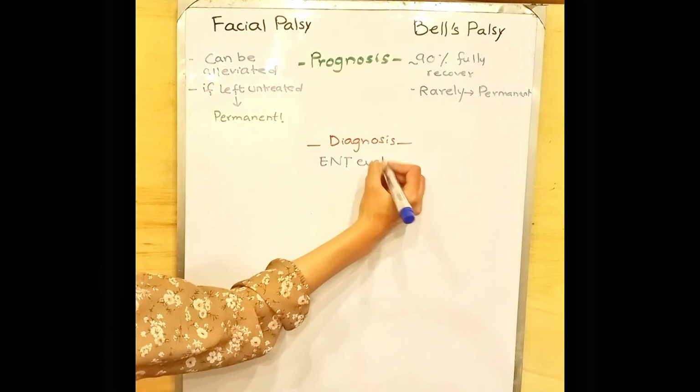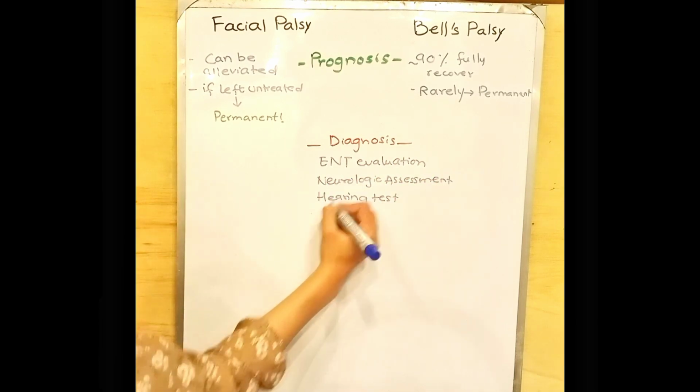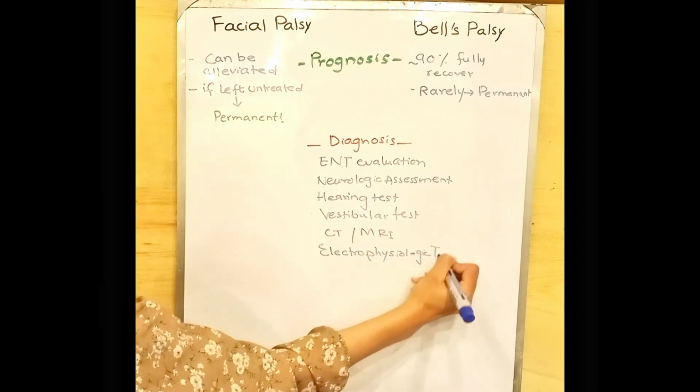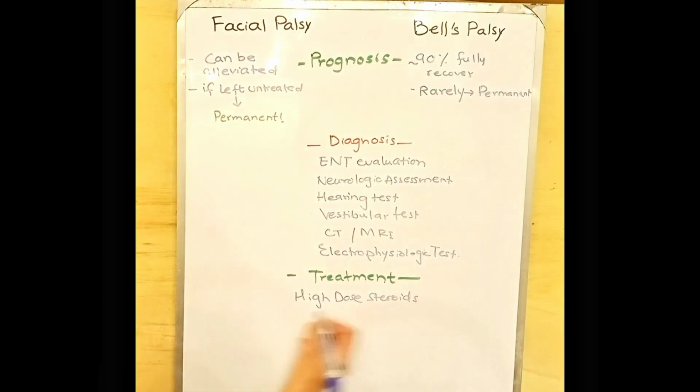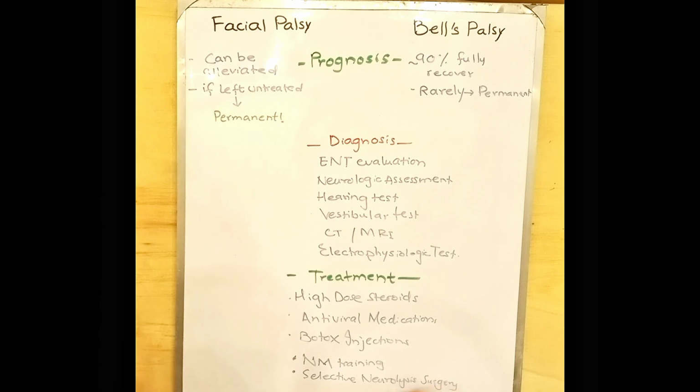Both of them can be diagnosed by ENT evaluation, neurologic assessment, hearing test, vestibular test, CT, MRI, and electrophysiologic test. Now, what are the treatment options for both of these conditions? It can be high dose steroids, antiviral medications. Botox injections can be required in some cases, neuromuscular training, selective neurolysis, surgery, or physiotherapy.